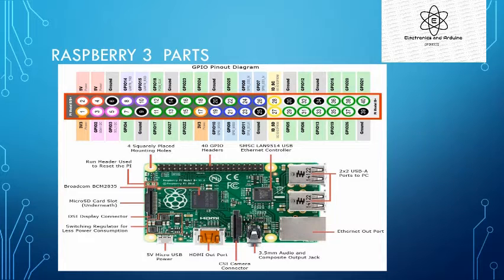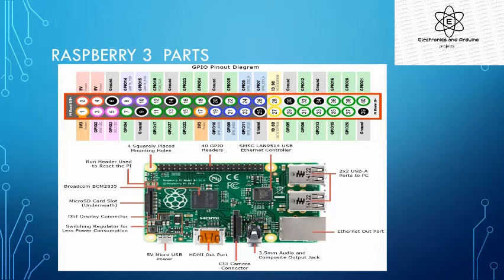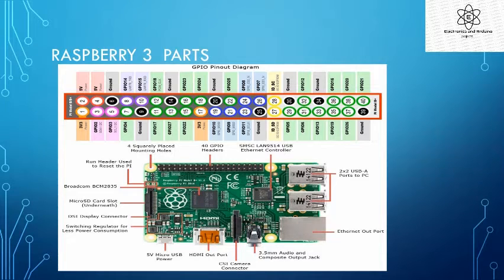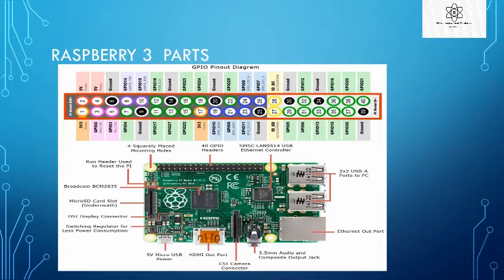Now we will see the parts of Raspberry Pi 3. Already I told, there will be 40 GPIO pins and HDMI cable port, 4 USB port, Ethernet cable, audio port, camera port, that is Raspberry Pi 3 camera port. Another one is USB cable for power, and there is a micro SD card port here.